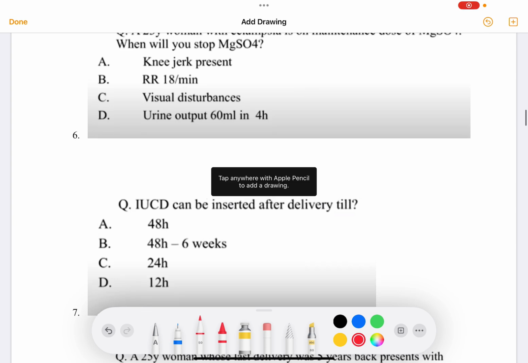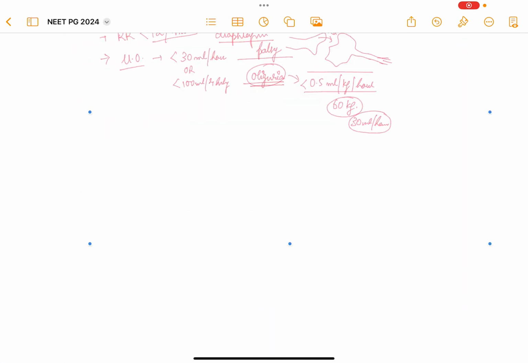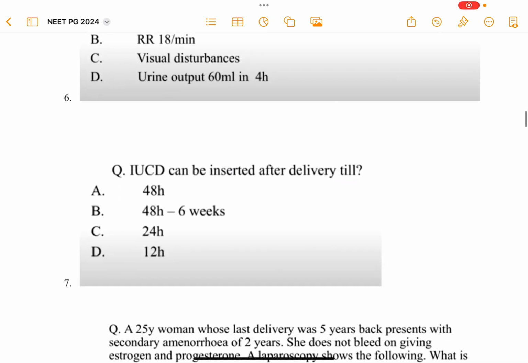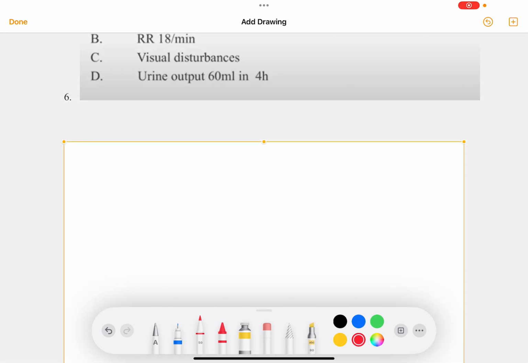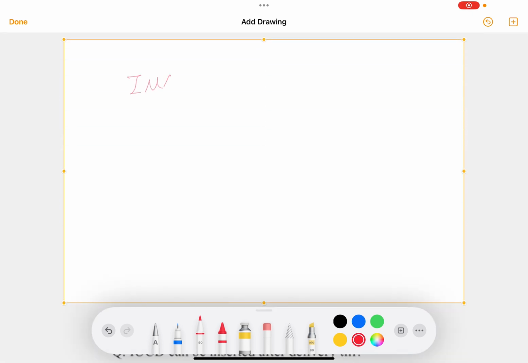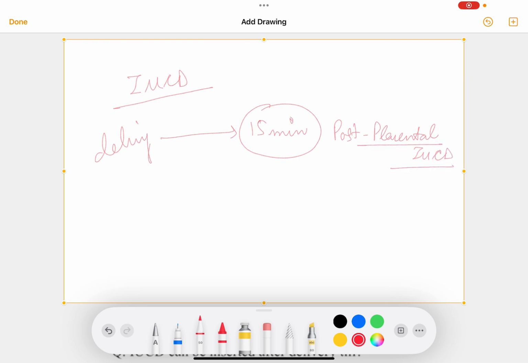Coming to the 7th question. IUCD can be inserted after delivery. Up to how much time? So always remember that for inserting intrauterine devices after delivery, if you insert up to 15 minutes post delivery, then it is called post placental insertion of IUCD. Post placental IUCD insertion is when it is inserted in the first 15 minutes.